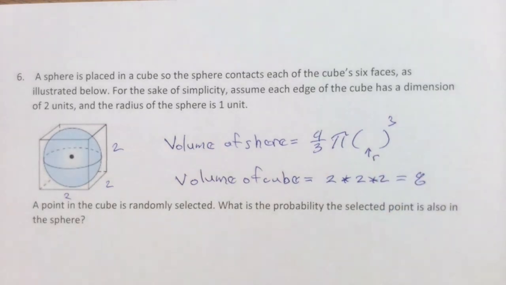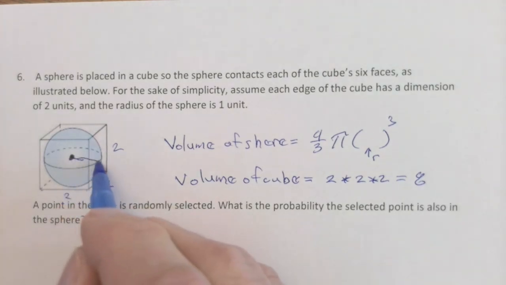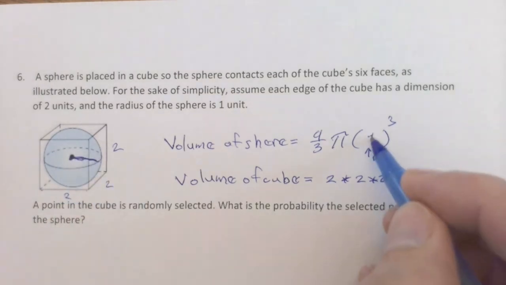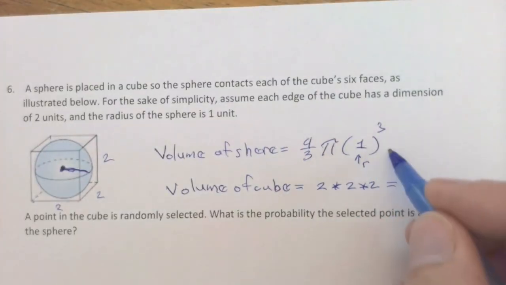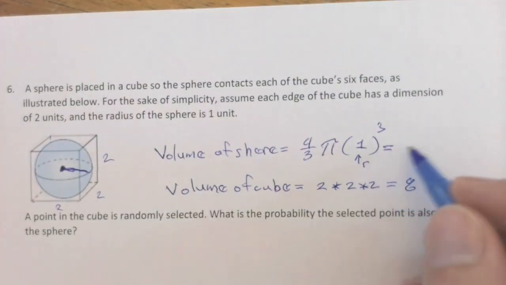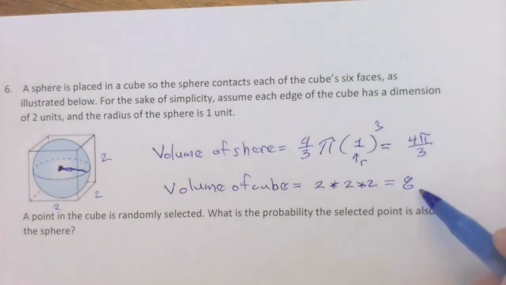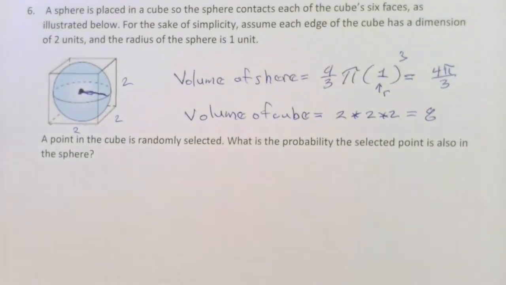And what's the radius of that sphere? Well, it's half this edge. So from the center of the sphere out to any point on the sphere, that radius is 1. And that goes in here. And so since 1 cubed is just 1, for the volume of the sphere, I get 4 pi over 3. And now what you're going to do is divide these two things to figure out the probability that a point that's in the box is also in the sphere.